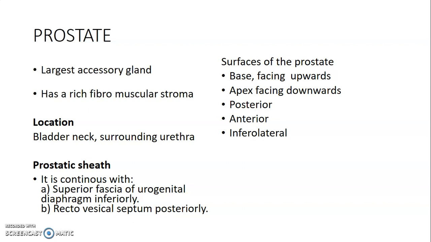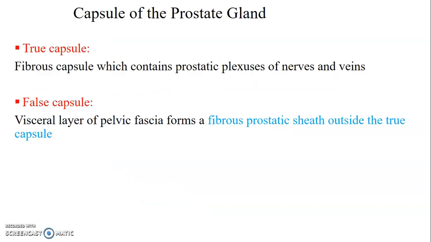The prostate is the largest accessory gland in the male reproductive system, and it has a rich fibromuscular stroma. It's usually located at the bladder neck and surrounds the prostatic urethra. There is a sheath that's continuous with the superior fascia of the urogenital diaphragm inferiorly and the rectovesical septum posteriorly. It has a base facing upwards, an apex that faces downwards, and also has posterior, anterior, and inferolateral surfaces.